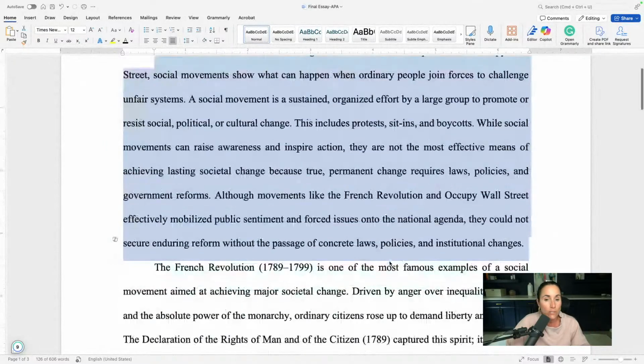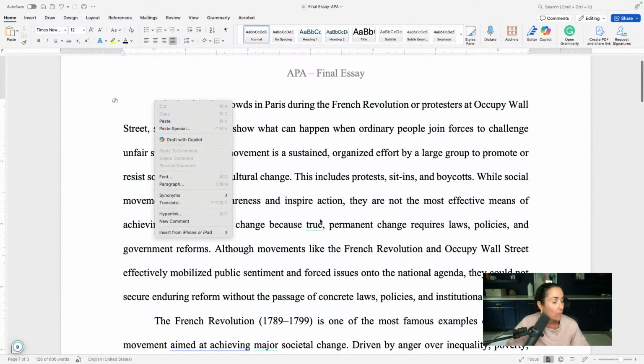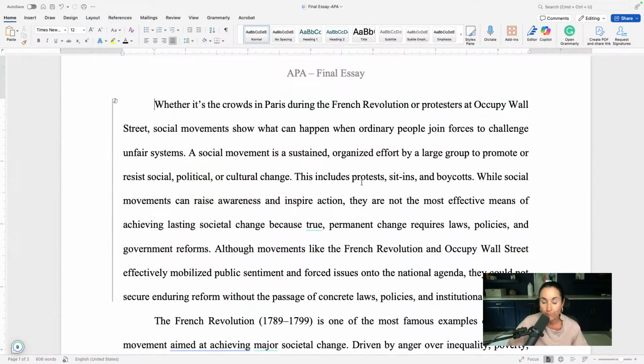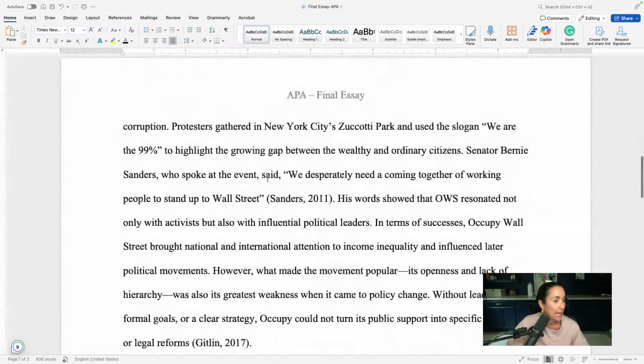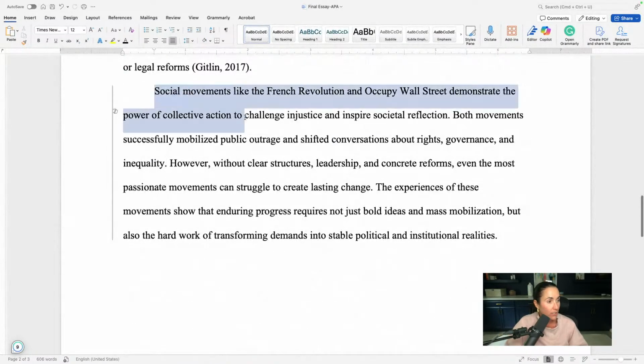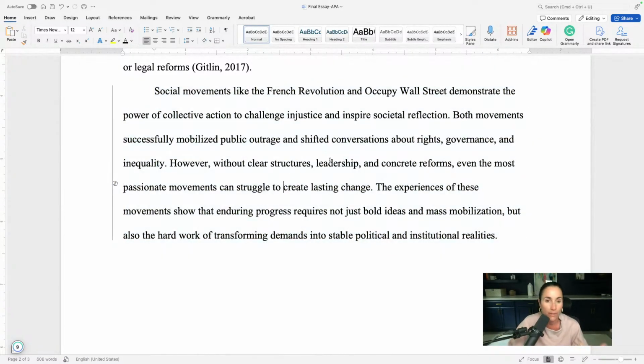Okay. Now the conclusion. I hate writing conclusions. So all I did was I grabbed paragraph 1, 2, and 3, and I threw it into Chat GPT and I said, can you write me a conclusion? And it gave me this really good conclusion. This is probably the third or fourth iteration. I asked it to do something else, and it came up with this. Basically, social movements like the French Revolution, Occupy Wall Street demonstrate a power of collective action. Okay, good. And then it says both movements successfully mobilized people.